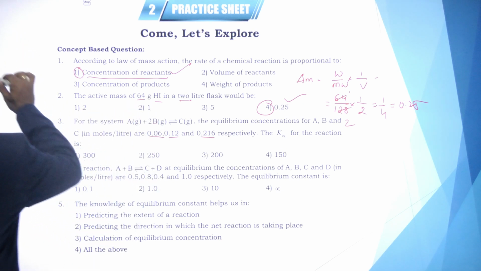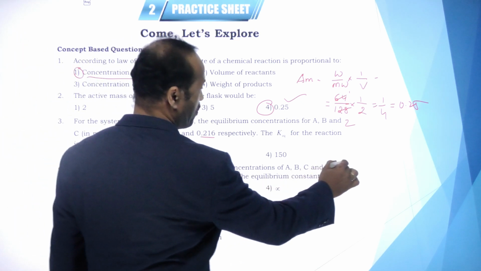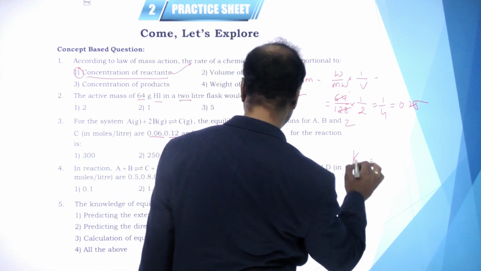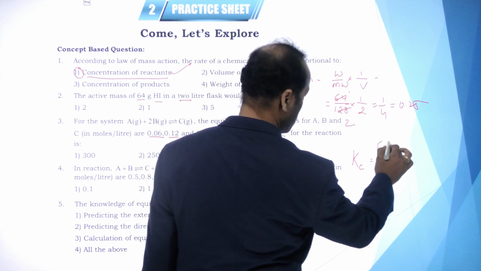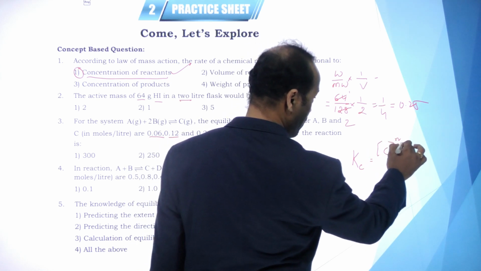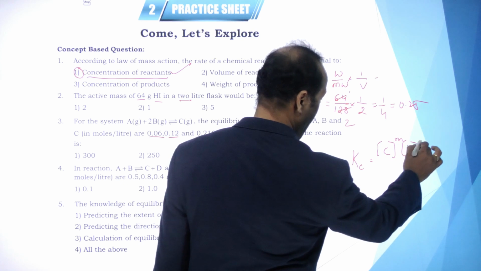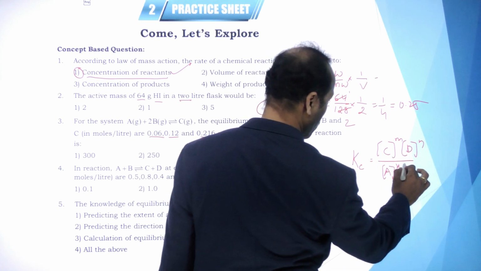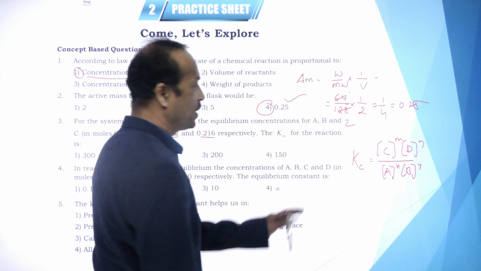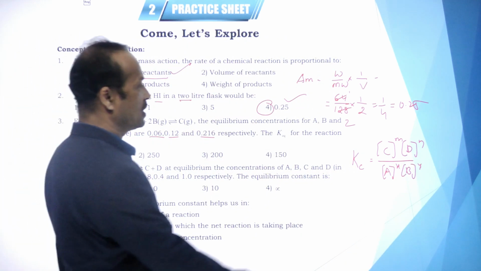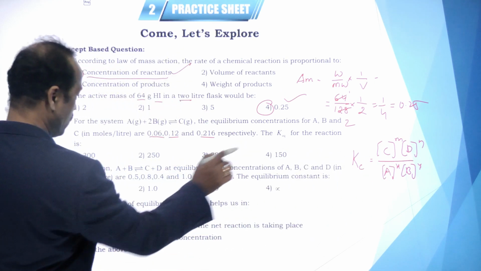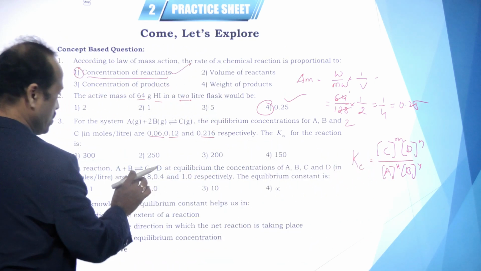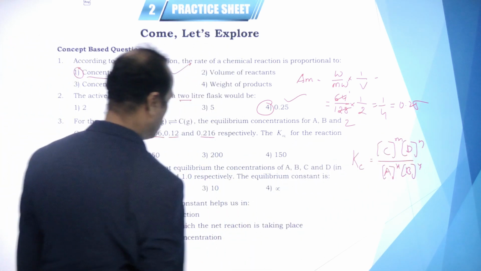The formula for the equilibrium constant: Kc is equal to the concentration of C to the power of m, D to the power of n, divided by A to the power of x and B to the power of y. So if two reactants and two products are there, these are the reactants, these are the products. You can directly apply this formula for this fourth question. You only have to substitute these values.